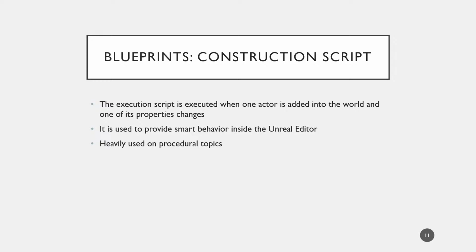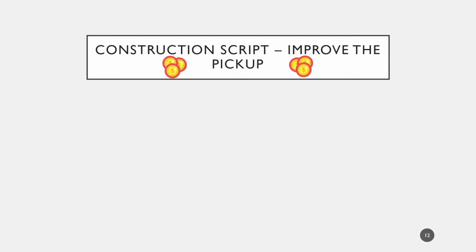Awesome. And that leads us to the construction script. The construction script executes when an actor is added to the world or when a property of that actor changes. It's used to provide smart behavior inside the Unreal Editor and heavily used on procedural topics. In this example, we will improve the pickup. Maybe we want to have more than one coin, so we can set up the number of coins that this pickup will give us, right?